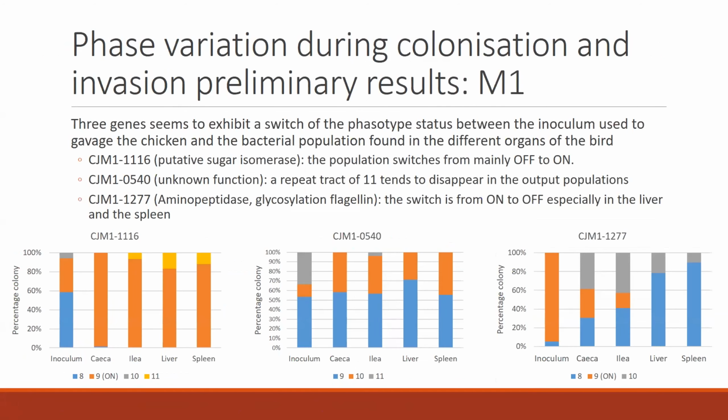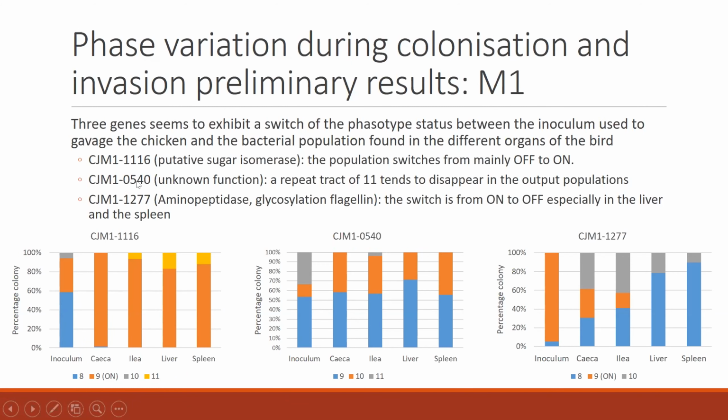So here are preliminary results obtained from this in vivo experiment. Here is for M1. For M1, we observed that 3 genes seem to exhibit a switch of phasotype between the inoculum and the chicken. So you have Cj1416, that is a putative serine hexamerase, that in the inoculum is mainly off, even if it's still diverse. And when you look in the chicken here, it's switching on.